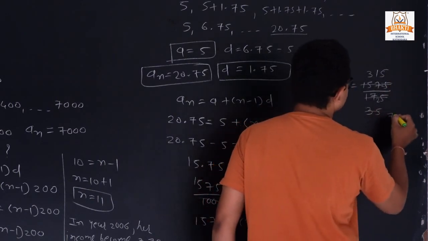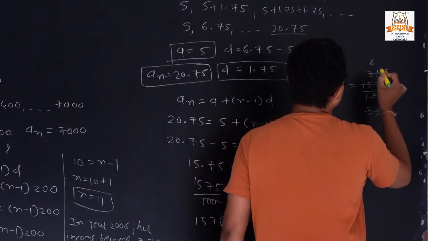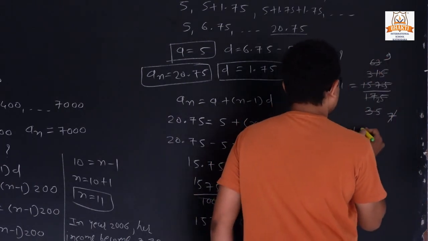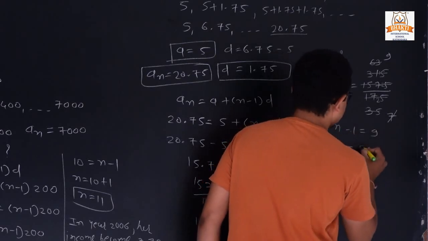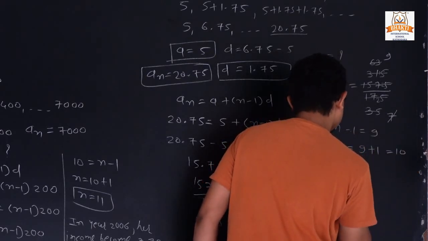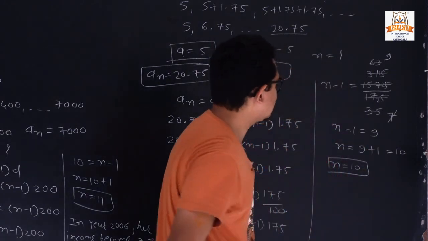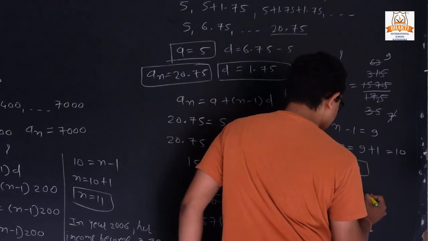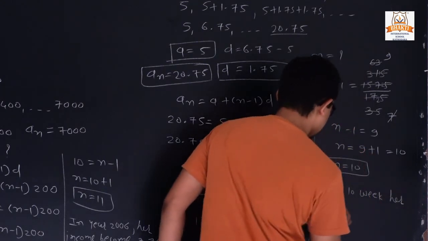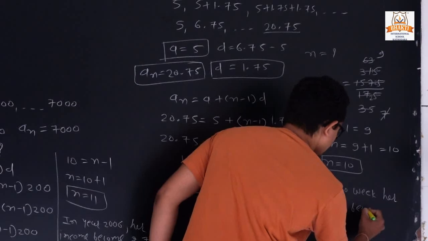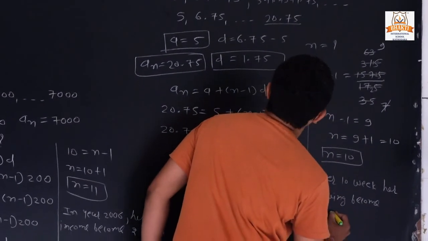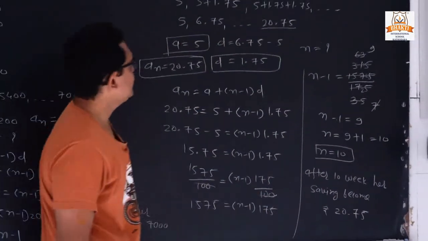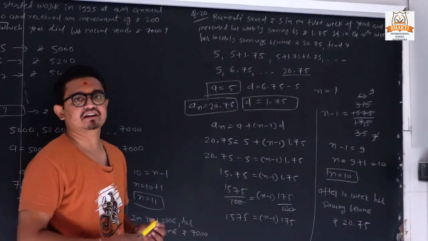Once again it is divided by 5. So 5 sevens are 35, and 7 nines are 63. So n minus 1 is equal to 9. So this is going to the second side, so it becomes plus. So it means after 10 weeks, her saving becomes 20.75 rupees. So that is our example number 20, and our exercise is over.